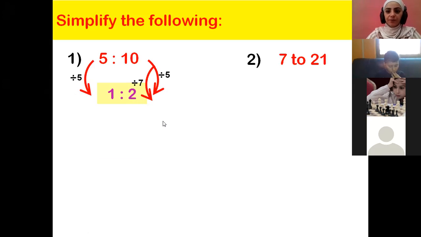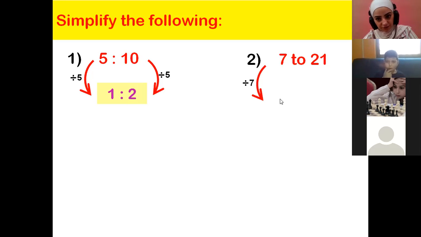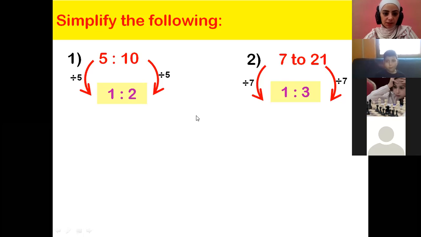Okay. Yalla. Another one. 7 to 21. Mute yourself, Aisha. Eunice again. Eunice, are you there? Yes. Yalla, Eunice. 7 to 21. We simplify it. It will be 1 to 3. Excellent. By dividing by how much? By dividing 7 by 7. Yes, 7 divided by 7 is 1. 21 divided by 7 is 3. Excellent.